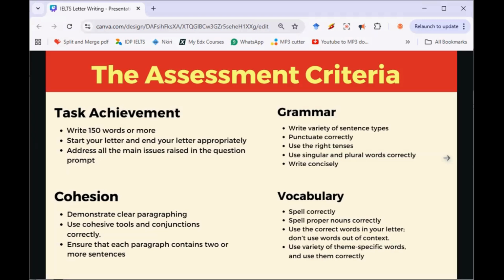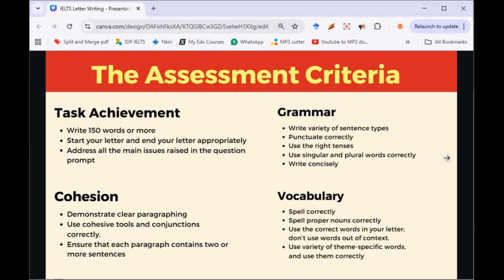Okay? Vocabulary talks about spelling. You must spell correctly. Okay? Proper nouns must be spelled correctly. Proper nouns refers to names of individuals, names of organizations. If you want to write your name in a letter, you cannot start writing your name with a small letter. It is wrong. You are going to lose marks if you do that. Those are basic things you need to keep in mind. Your name is a proper noun, so you need to start it with a capital letter.